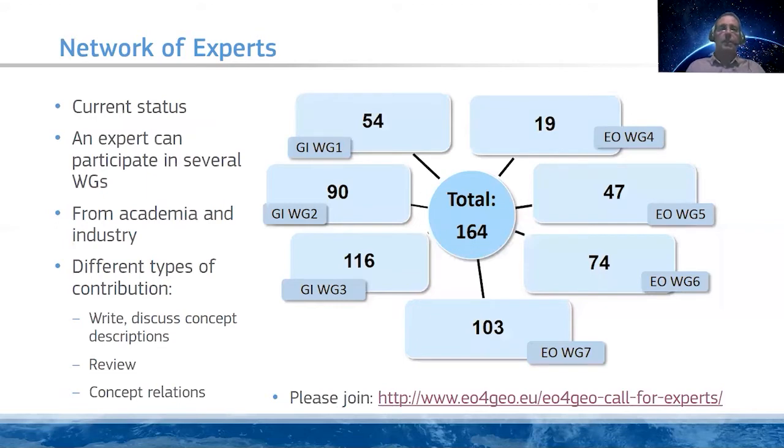So what's the current status of this network of experts? Currently there are 164 members, and because an expert can participate in several working groups, this results in the number of experts per working group that you see in this image. You see, for example, that working group 4 on physical principles for Earth observation has only 19 experts, which is quite a low number. So there are experts needed everywhere, but especially in that working group.